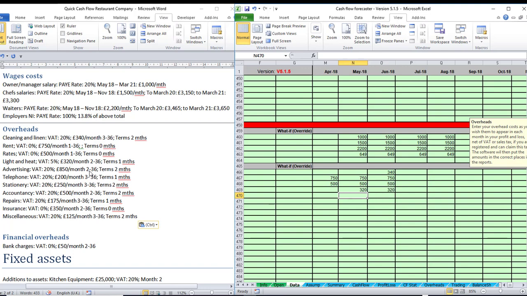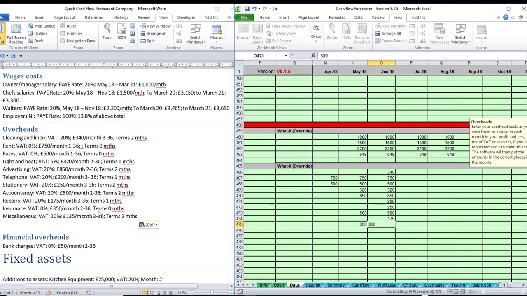Advertising starts in month 2. We'll really start advertising before we open, just to get people knowing that the restaurant is about to start. So telephone from month 3, 200. Stationery from month 3, which is 250. Accountancy, they want to charge us beforehand, so that's 500. Start to get advice early on, always a good thing to do. And 75 repairs, insurance from month 2, 350.